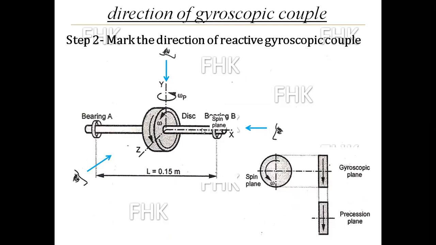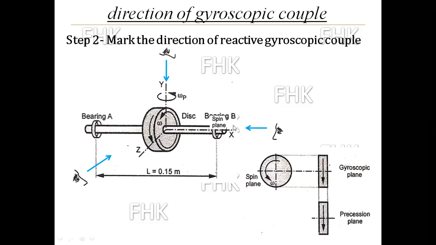From the right hand side view, the disc is rotating in anti-clockwise direction. So this will be the anti-clockwise direction, which is omega. And if you see from the front view, you have to show the arrow in downward direction. And from the top view, again the arrow will show in downward direction. You have to clearly understand that step.